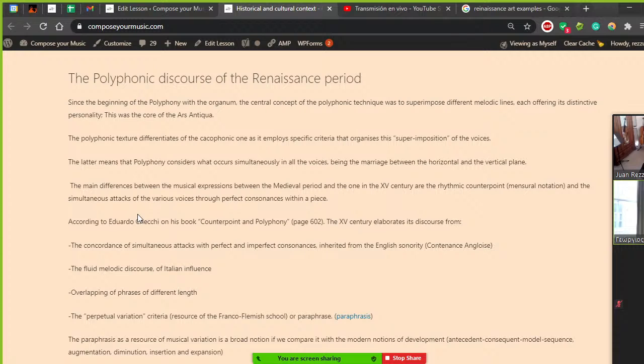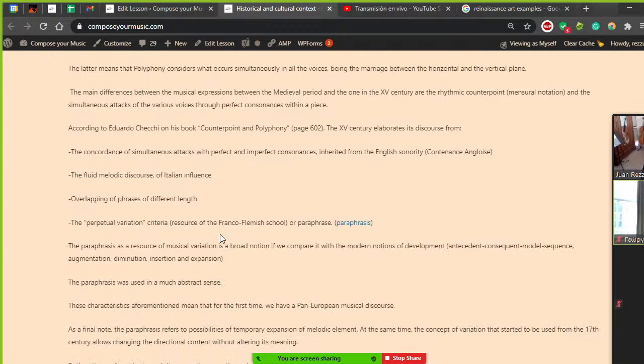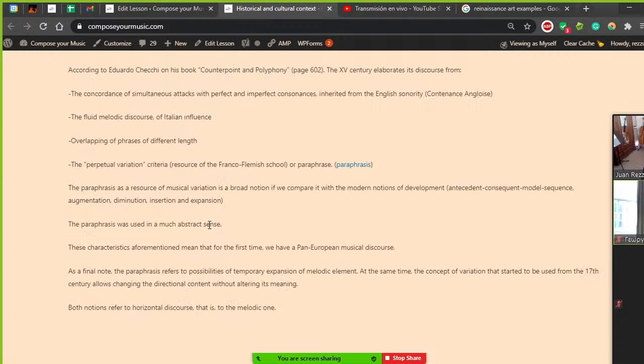The main differences between the musical expressions of the medieval period and the 15th century are the rhythmic counterpoints and the mensural notation. Remember, it started in Ars Nova, and the simultaneous attacks of the various voices through perfect consonance within a piece. According to Eduardo Kiki, in his book Counterpoint and Polyphony, page 602, the 15th century elaborates its discourse from the concordance of simultaneous attacks with perfect and imperfect consonances inherited from the English sonority, the contenance angloise.